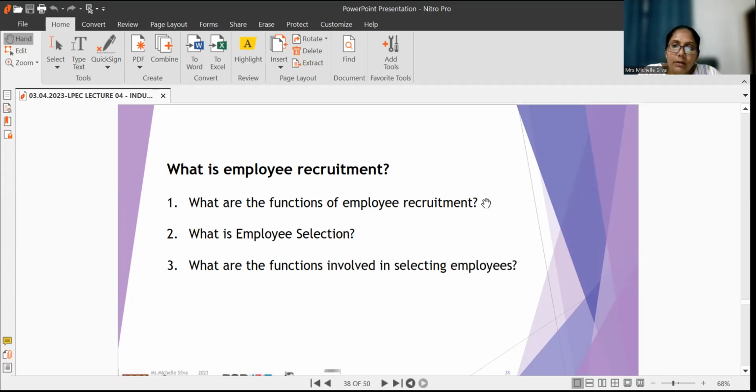First one, calling applications. Within bracket, write down create or design the CV. Design the structure of the CV.